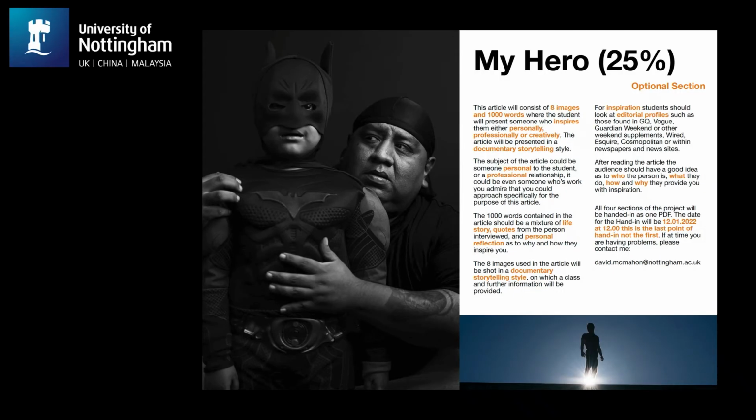What you're seeing on the screen now is an article called My Hero, which is also one of the optional projects that you could do. We choose 2 optional projects out of the list that we provide, and they go with your 2 compulsory ones, and that makes up the four projects. I think this is a very, very good one to be doing. Again, it's 8 images. You've got to photograph 8 parts of a story, and 1,000 words to this project.